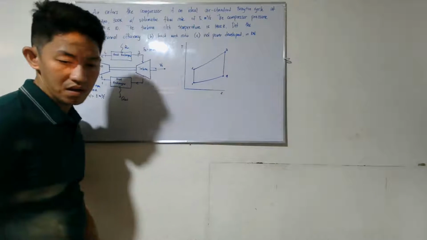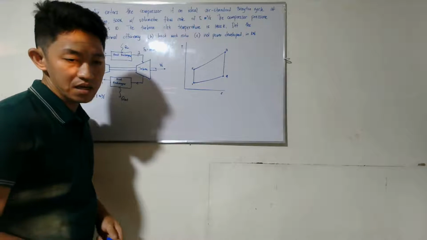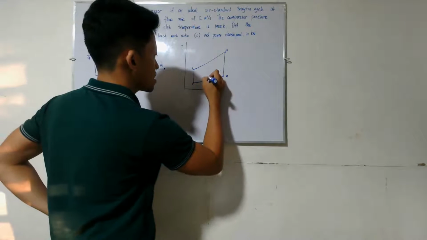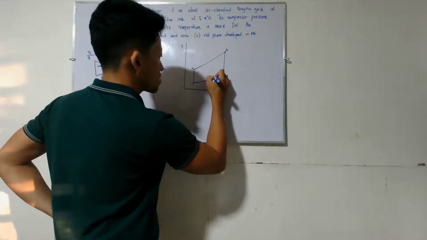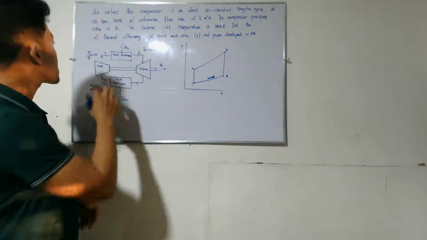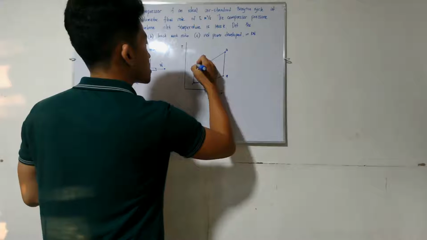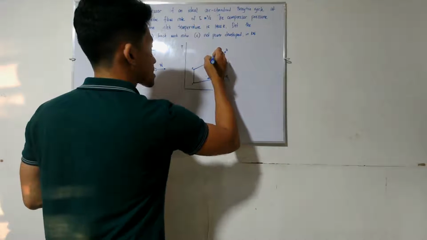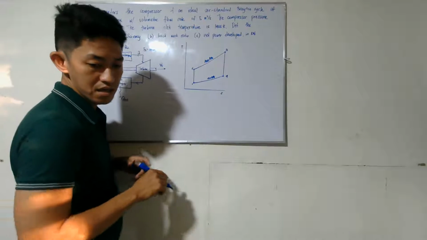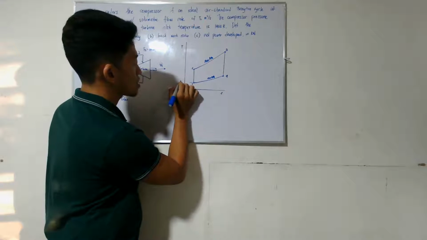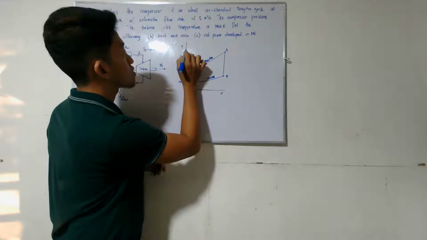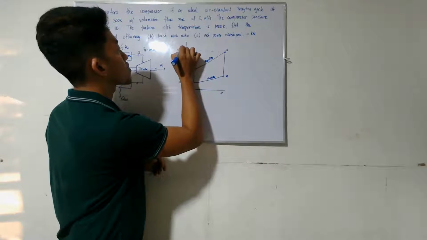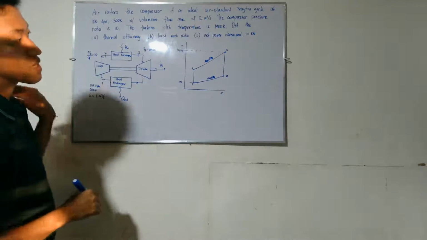State 4. Okay. So this is 100 kilopascal. Since the pressure ratio is 10, therefore this line is 1000 kilopascal. Okay, and this one is 300. This one is 1400 Kelvin.